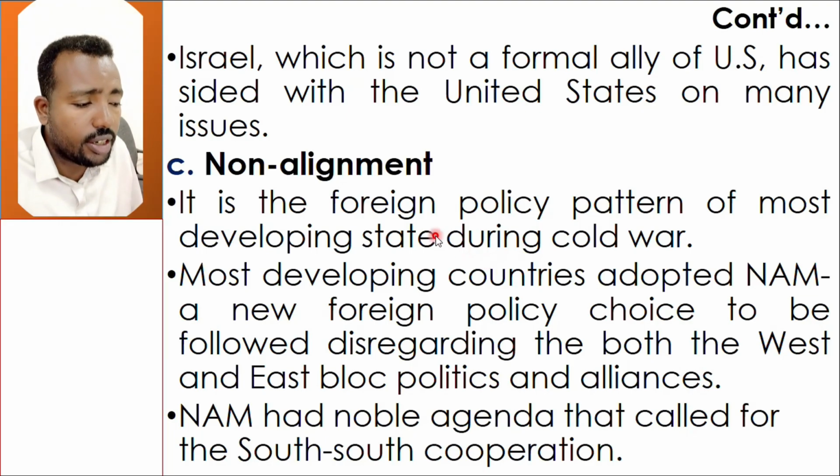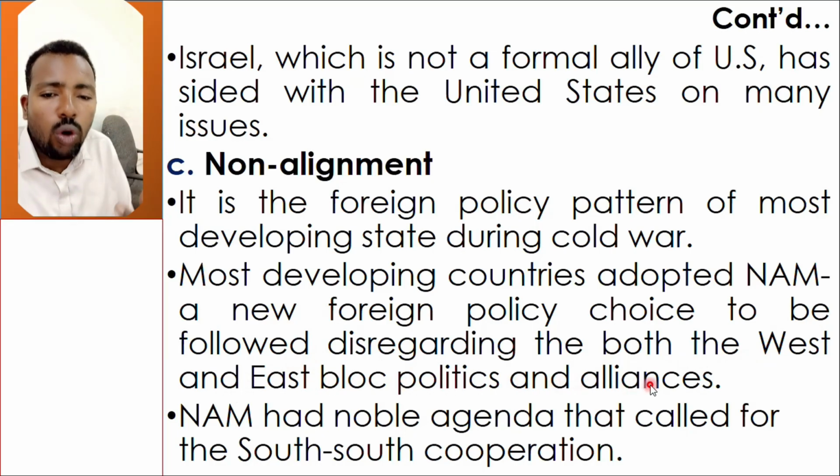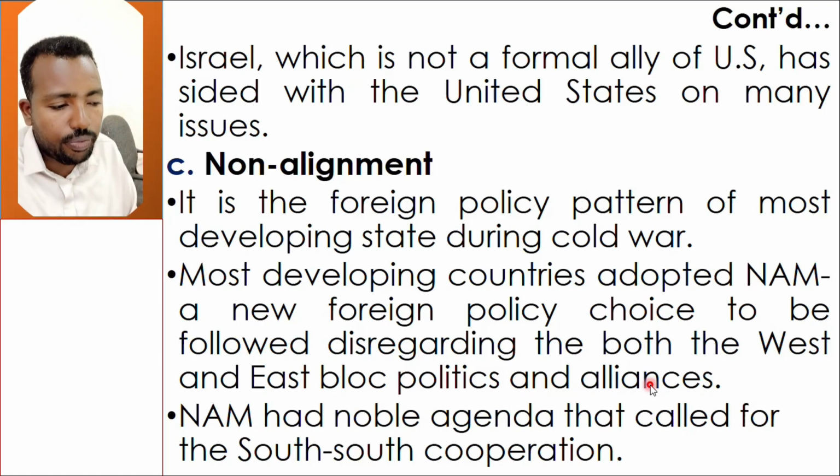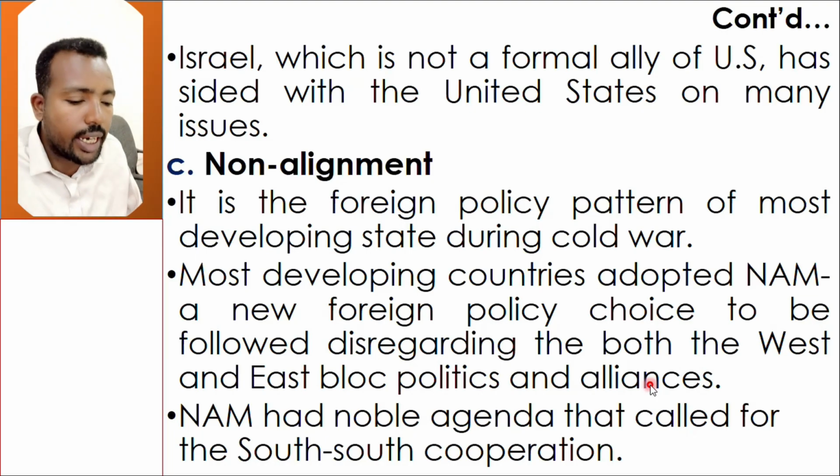So this is what we can understand. Most developing countries adopted NAM, or the Non-Aligned Movement, a new foreign policy choice to be followed, disregarding both the West and East Bloc politics and alliances. So they chose to remain non-aligned and not be part of the politics of the West and the East. They disregarded it. They chose to remain non-aligned.